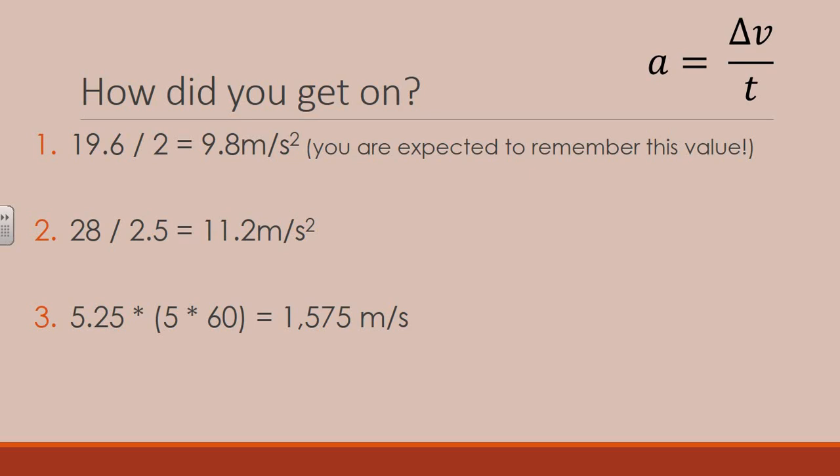The second question was a simple equation where you just worked out the acceleration and it was 11.2 meters per second squared. And finally, this space shuttle question involved a rearrangement of that equation. They gave you the acceleration of 5.25, and you needed to multiply that acceleration by the time, which was 5 minutes, or 5 times 60, which is 300 seconds, and that gave you a velocity at that point of 1,575 meters per second. So very low acceleration, but quite a high velocity. So hopefully you got an okay with those.